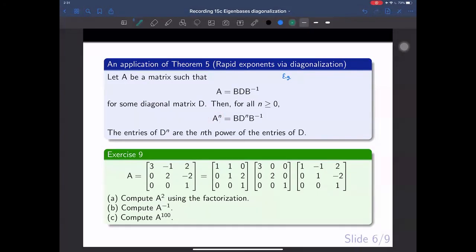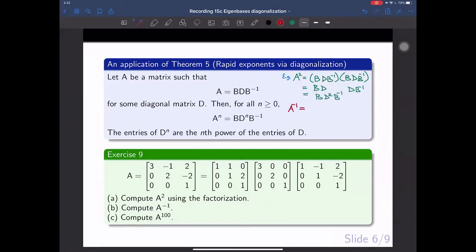For example, let me just do a small example first. If I want to do A times A, this is the same as P D P inverse times P D P inverse. Here, P inverse and P are right next to each other. So this is equal to the identity matrix. So they cancel out. So this becomes just P, D, D, P inverse.